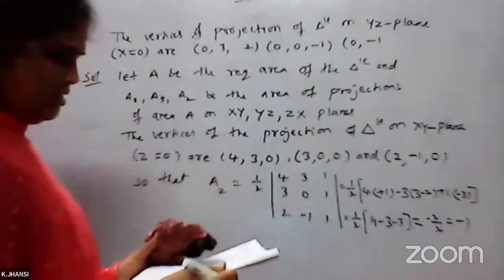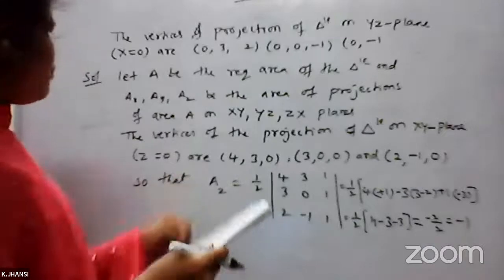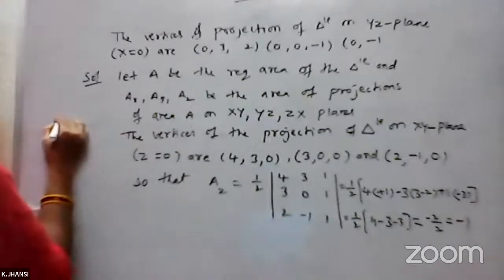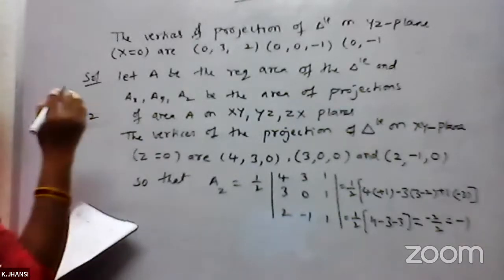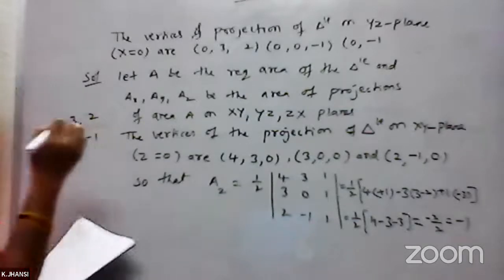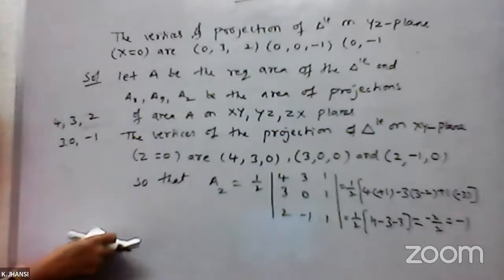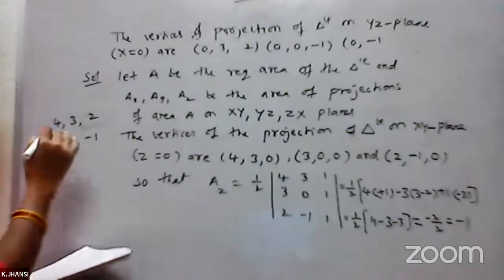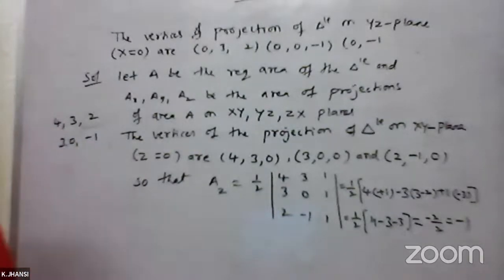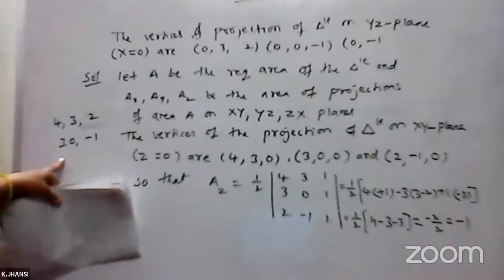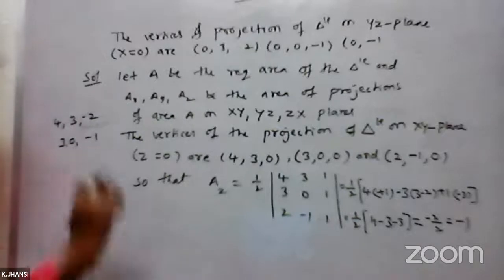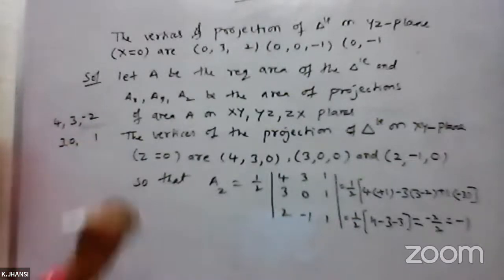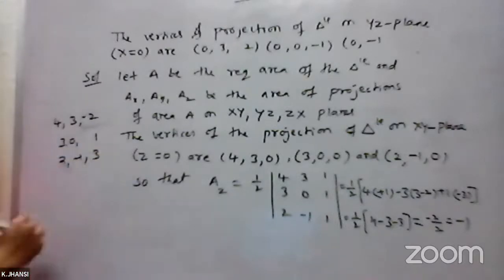What is the point? 4, 3, -1. Next we have 4, 3, 2. 3, 0, -1. What we have the point? 4, 3, -2. Next 3, 0, 1. Next 2, -1, 3. Okay, these are the points.